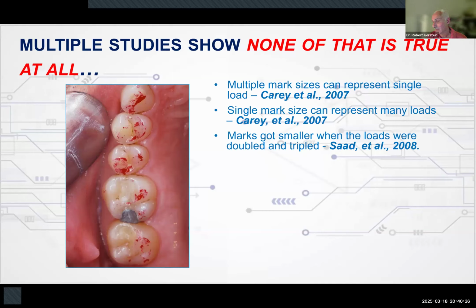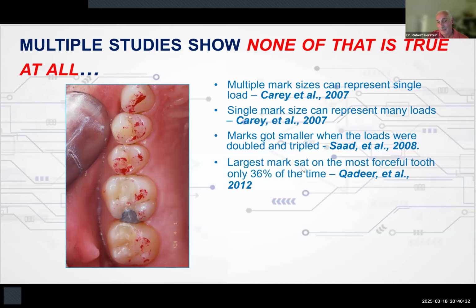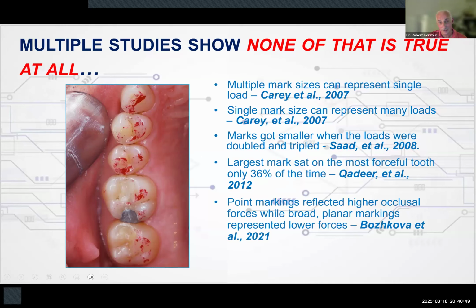Well, that makes sense. Paper, it's just paper. It gets chopped up into little bits with more force being applied, right? This study is very interesting. It found that the largest mark in a quadrant was only the most forceful tooth 36% of the time. So if you always choose the biggest mark to be the most forceful place, you're going to be wrong 64% of the time. That's not good.